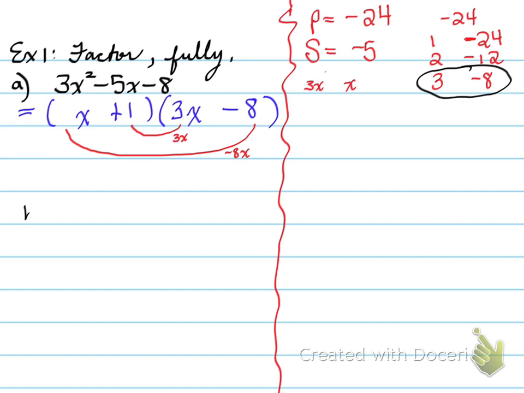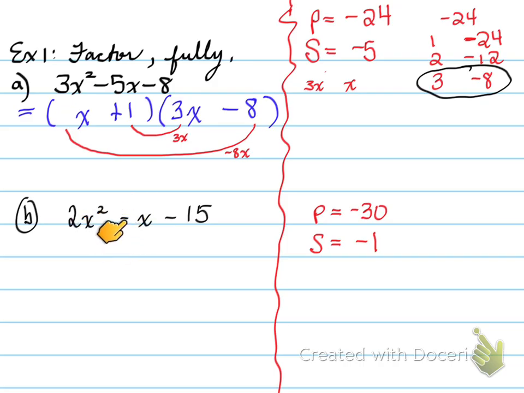Now we do it again for another example, part B. 2x squared minus x minus 15. When we look at this, what is my product? My product is 2 times negative 15, which is negative 30. And my sum is going to be negative 1, because the number between the negative and the x is a 1. So that's my sum, negative 1. Not negative x, but negative 1. And we have to ask ourselves, what two numbers multiply to give you negative 30 and add to give you negative 1?